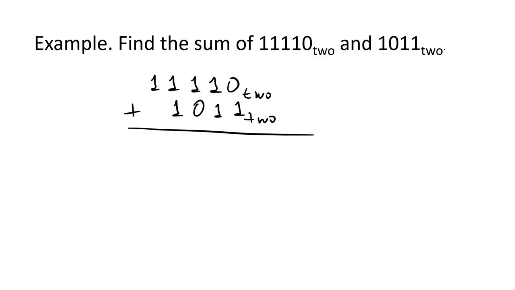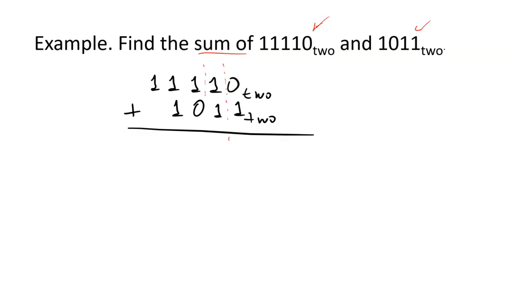It says find the sum of 11110 in base 2 and 1011 in base 2. So you set up this sum, or addition, in the regular way. Start with the units, the ones, and align them. So you write down all of your digits and then the other number below, aligning on the ones. And then from there on, they should be aligned. So on the top number, I'm going to add the 0 and the 1.